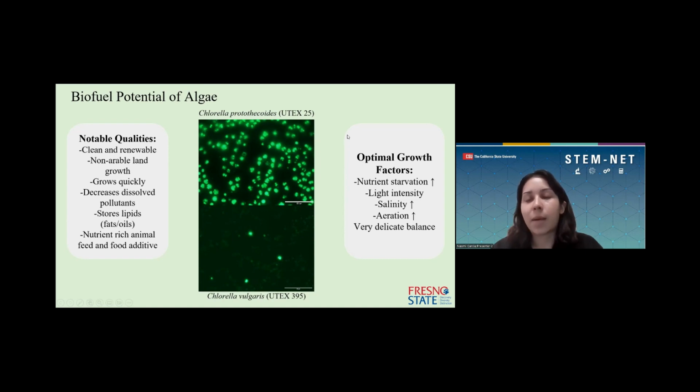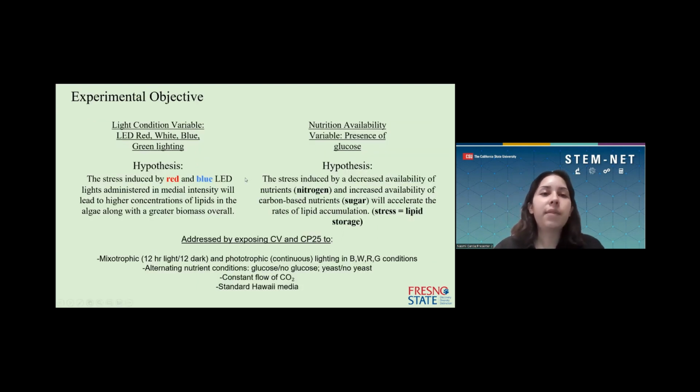In order to actually have optimal growth conditions, we need to look at a few factors. First of all, we want to make sure that we are increasing nutrient starvation as much as possible, that we have the right light intensity, and we can also really look at salinity and aeration factors. But overall, we're just trying to maintain a very delicate balance between all of these variables. In terms of the actual experimental objective, we are specializing in two of the conditions, or two variables. The first is light conditioning. According to past research, the red and blue LED forms of lighting were shown to lead to higher concentrations of lipids along with a greater biomass overall.